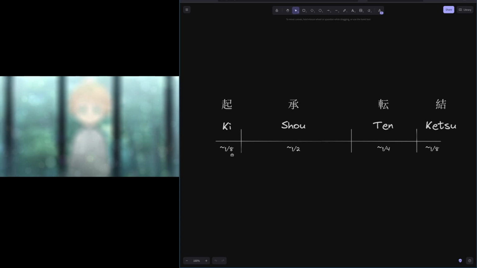And the real advantage of this method, one of many, is that the structure is very, very, very flexible. So as long as the act fulfills its duty, I can broadly say that you can pick whatever length you want. Ki is introduction, Shou is development, Ten is, well, it usually is translated as twist, but I use the term turn, as in turning, right or left.